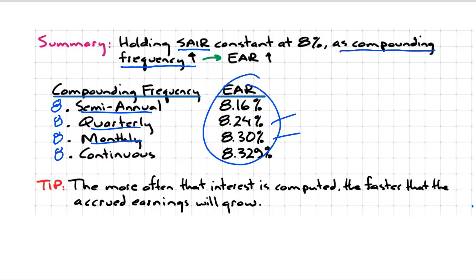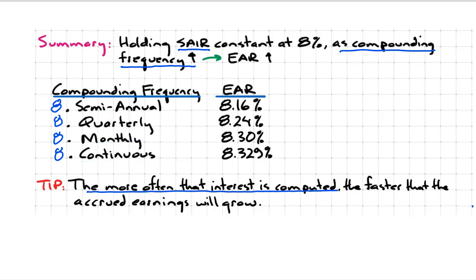Now, why is it increasing? Because interest is being earned on interest more often. And so that accumulates your ending value and therefore results in a higher effective annual rate. And finally, the ultimate form of compounding, so this is the maximum number of compounding frequency you can have, which is continuous compounding, the effective annual rate equal to 8.329%. And as I indicated before, the more often that interest is computed, in other words, as the compounding frequency increases, the faster that the accrued earnings will grow, and therefore explaining why EAR is increasing.